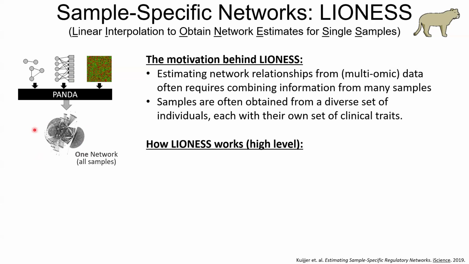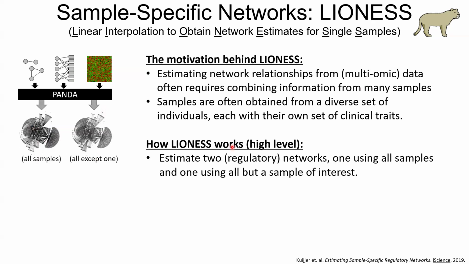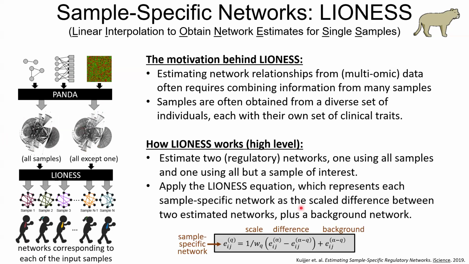So how does LIONESS work? LIONESS says that instead of estimating one network with all the samples, estimate one network with all the samples and one network using all samples except for one. Then apply the following equation, which I don't need to get into here. It's the derivation of the paper. And basically, this equation represents the difference between these two inferred networks, multiplied by a scale, adding back in a background. And if you do this for each individual sample, you can actually infer a network corresponding to each of these input samples.